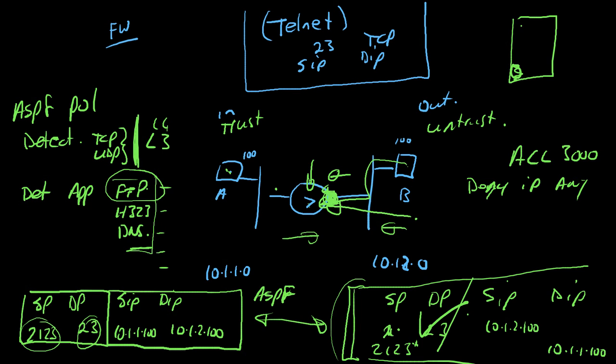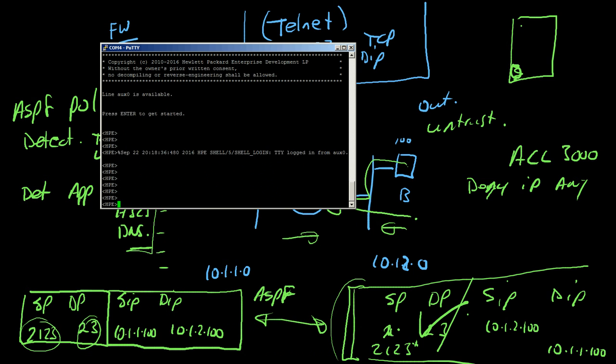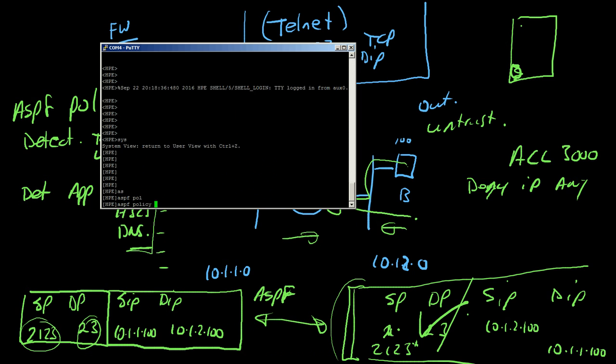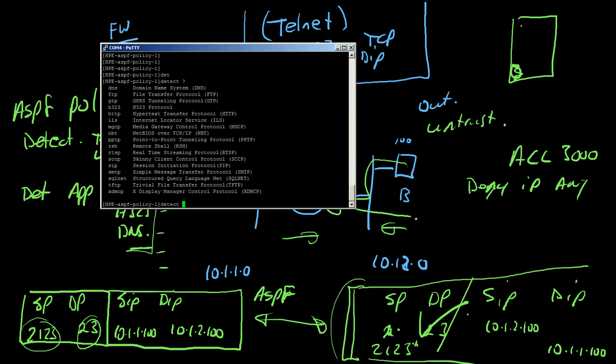I think I actually have a session running here. So if I draw this in, there it is. Okay, then I can actually show you this. Okay, so system, and what you would do is you would say ASPF policy and a number, for now 1, and you would say detect, question mark, and those are your applications: DNS, FTP, GTP, you see HTTP and so forth. Okay, those are specific applications.